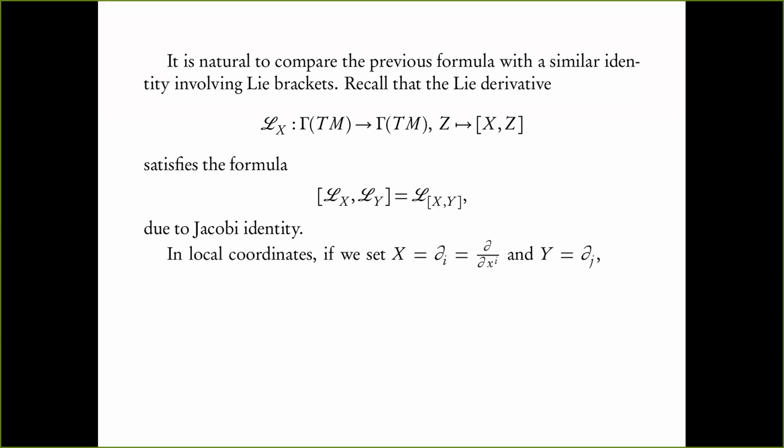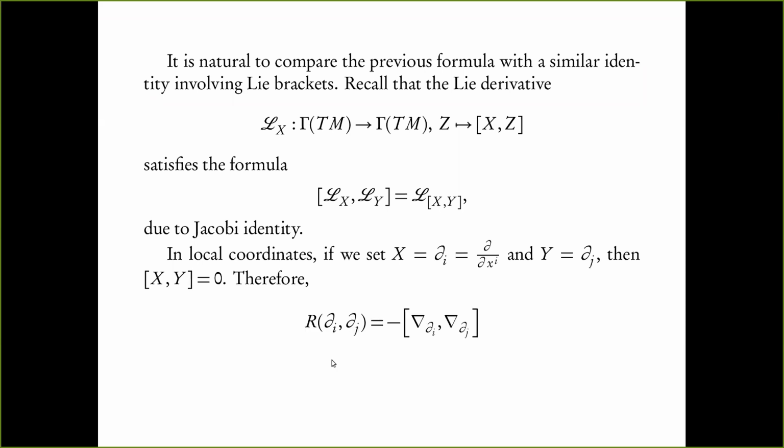Okay, so something more concrete is along the following lines. You set x to be del by del x^i, where x^i are your local coordinates, and you set y to be del by del x^j. So I'll be shortening it and write del_i and del_j. All right. Okay, so as we have seen, in local coordinates, the Lie bracket vanishes for the coordinate vector fields.